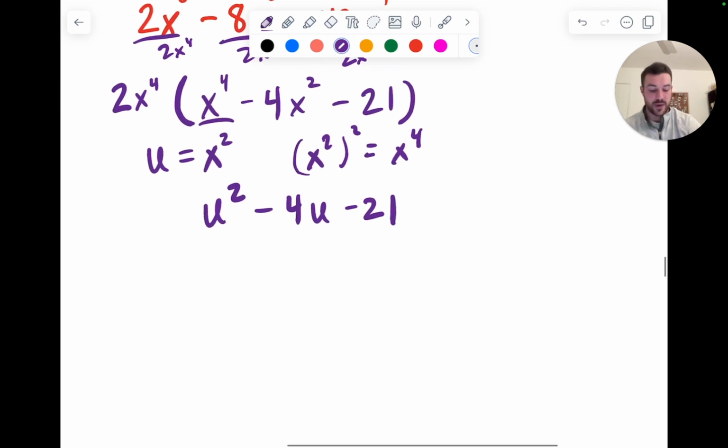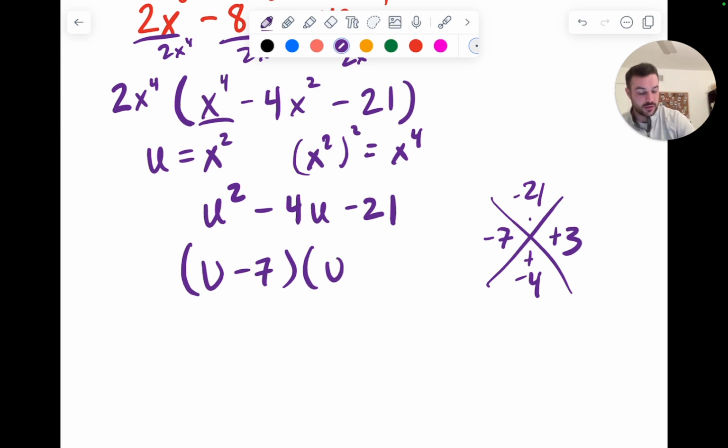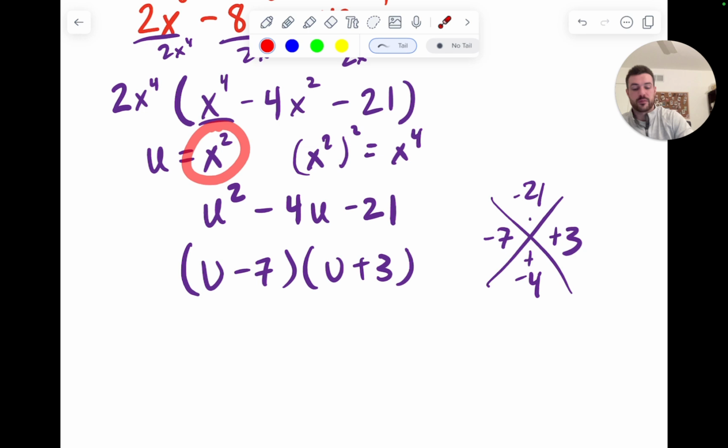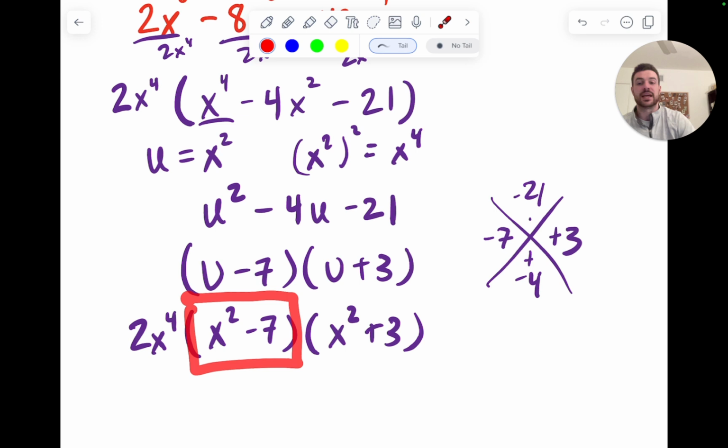And again, we could use our diamond math. I need two numbers that multiply to a negative 21 and add to a negative 4: negative 7 and positive 3. So this factors into u minus 7 and u plus 3. Final step is replace my variables originally, right? We started with x's. I should finish with x's. So I have x squared minus 7 times x squared plus 3. And let's not forget, we divided out 2x to the 4th, so that needs to stay with us the entire time. Last step, double check and see, can this factor more?